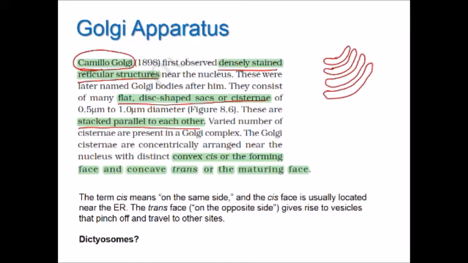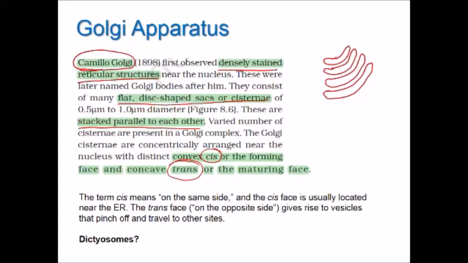Now they usually have two parts. One part is called the forming phase and the other is called the maturing phase. Usually the forming phase is the one near the nucleus and the one away from the nucleus is called the maturing phase. The forming phase is also referred to as the cis part and the other one is called trans. So cis is like the receiving end, trans is the shipping end, the sending end. The cis part will receive stuff from ER and nucleus, and the trans part, after modification, will send substances to other parts of the cell.